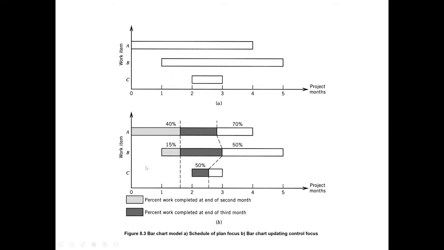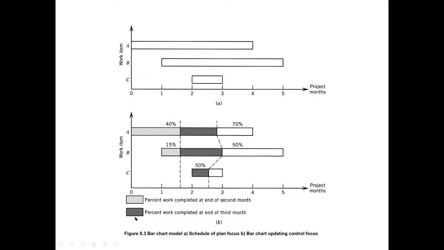Now in the second figure, B, we see how much work is completed. We color it, so this is like our reporting control model, showing day by day how much work for activity A is complete, and similarly for B. In the legend, they put percent work completed at end of second month. How much work is complete at month number 2? Looking vertically at month number 2, work A is 40% complete and work B is 15% complete. So this indicates that we are behind schedule.